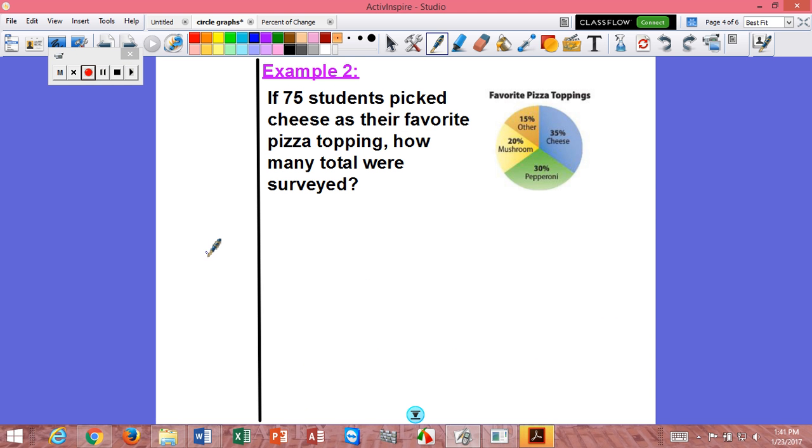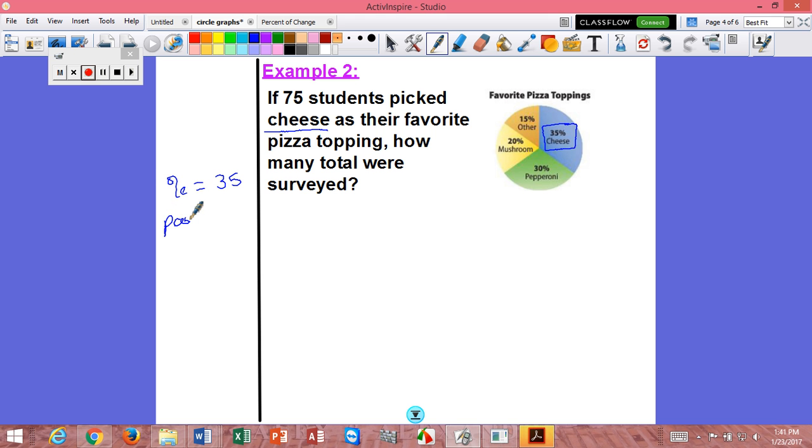All right, example 2. If 75 students picked cheese as their favorite pizza topping, how many total were surveyed? So this one is referring to cheese. So that's the section that we want to focus on. And cheese is worth 35% of that graph. So we know that our percent is 35.